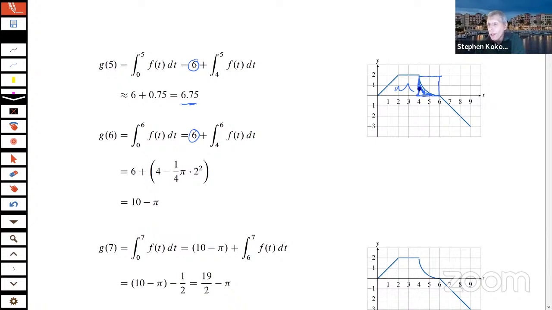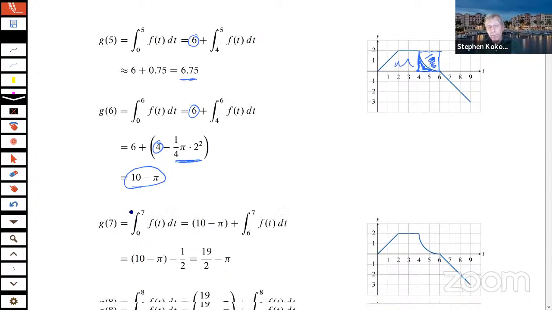I know that total area, that's a big square. That's 2 times 2, that's 4. And then what I need to do is to subtract that area over there to get the remaining area. And that's just the area of a quarter circle with a radius of 2. So it's 1/4 pi r squared. And if I did everything correctly here, that becomes 10 minus pi, and I'm making really good progress.